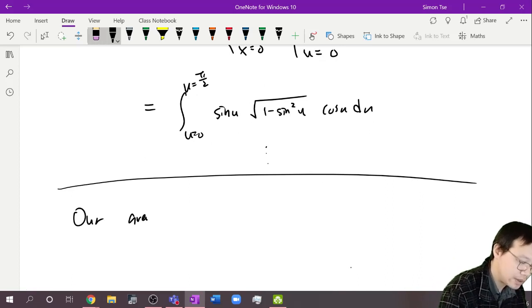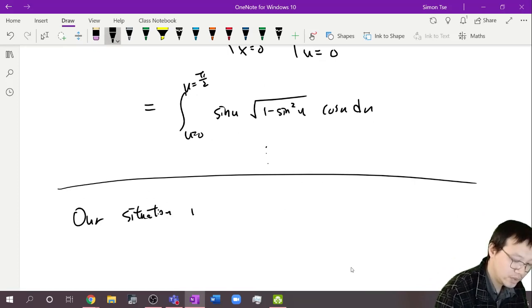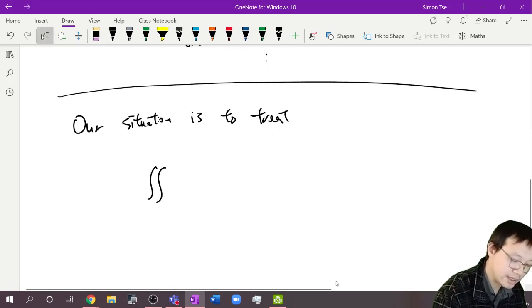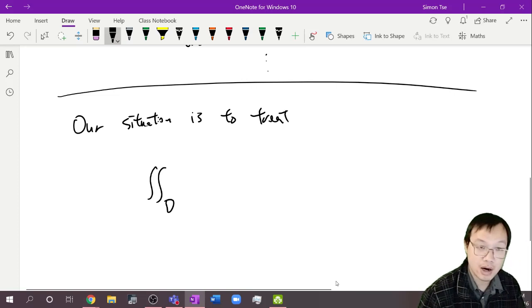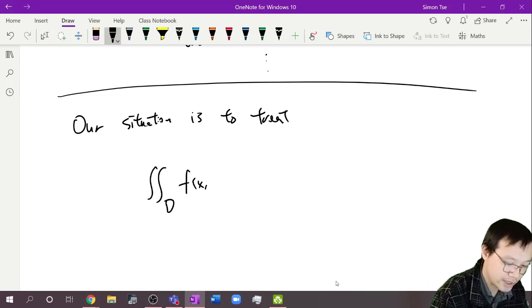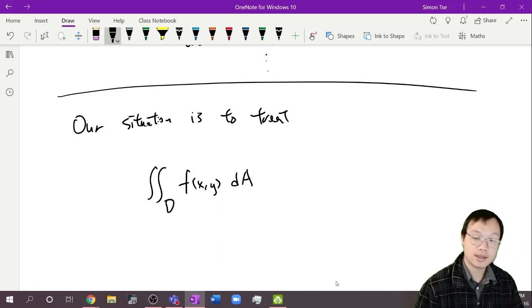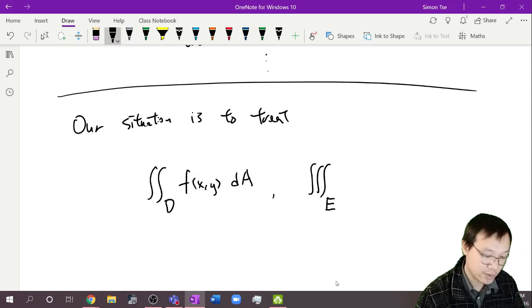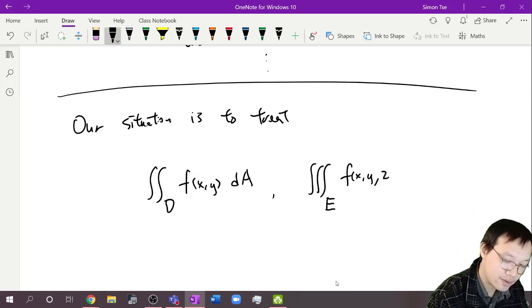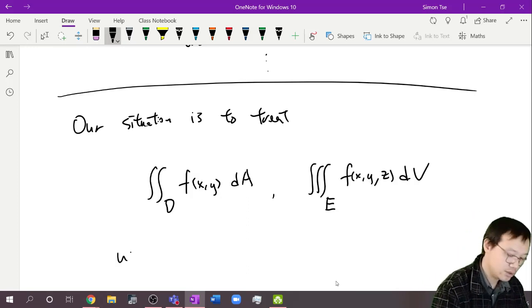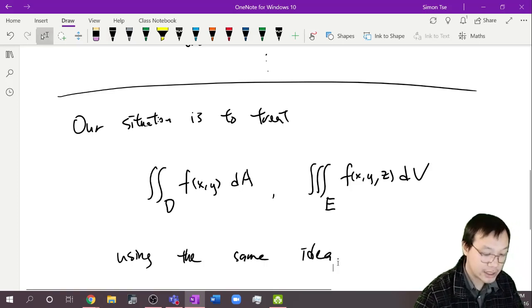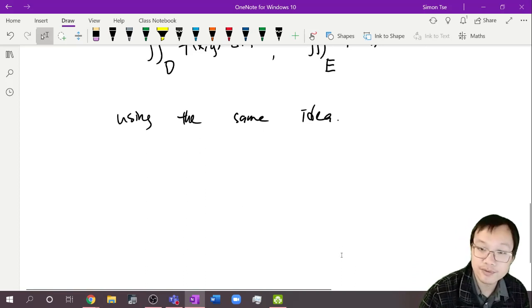So our arena, our background, our situation is to treat double integrals, which would be the integral over a region D in R2 of a function of x and y, and then dA, and also a triple integral over a region in R3, which we call E, of a function of three variables, and dV, using the same idea. For notational simplicity, I would start with 2D.